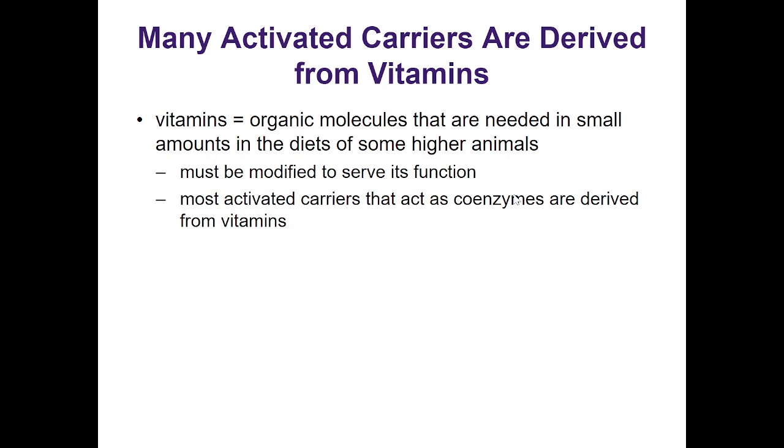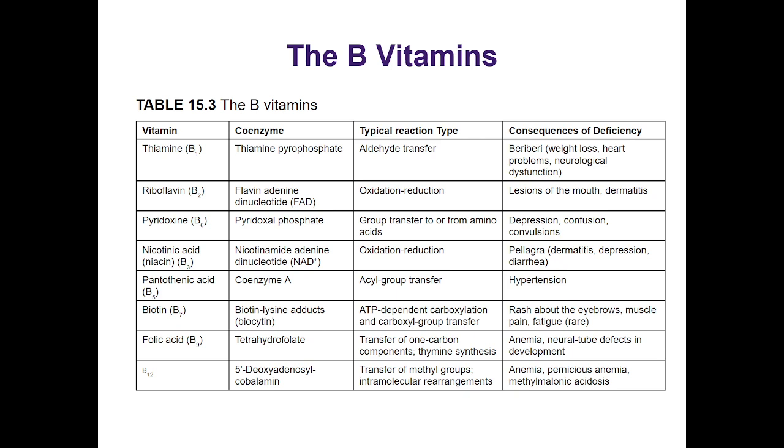These must be modified to serve their function. Most activated carriers that act as coenzymes are derived from these vitamins. This is why you need a fairly limited number of them, because the carriers don't get used up all the time. You just need to replace them every now and then. Okay? But on the other hand, they're absolutely vital for you surviving, right? And so you absolutely have to get those in your diet. So these are the B vitamins, the thiamine, B1, you get the idea.